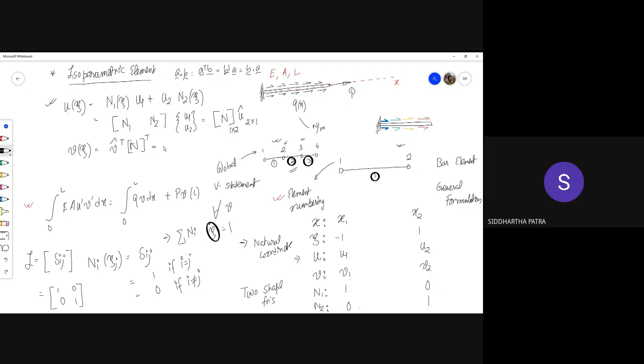So all I am doing is n1 v1 plus n2 v2, of course. That is the general form, which can be shown as v1 v2 times n1 n2, and that's where this expression comes from.